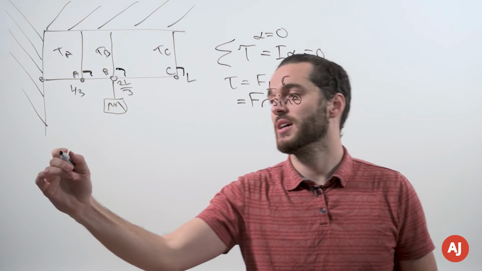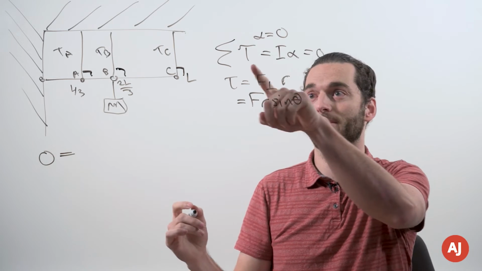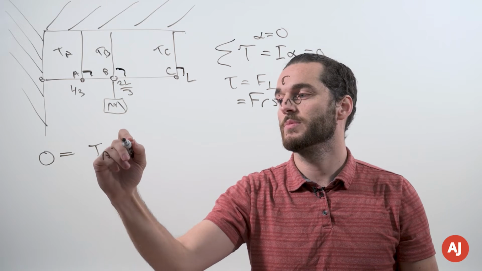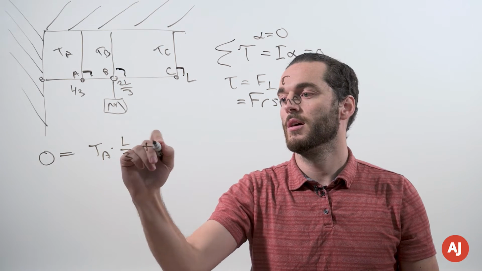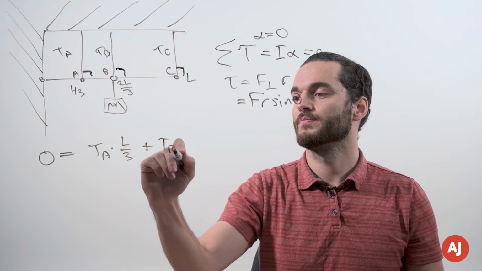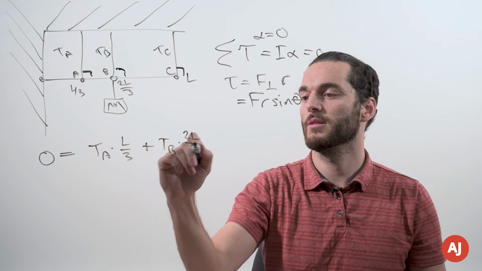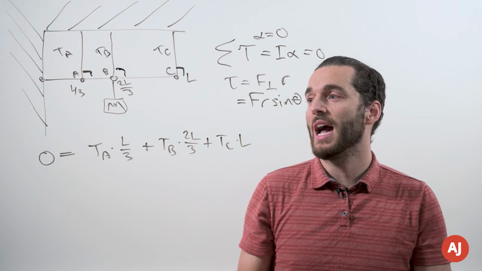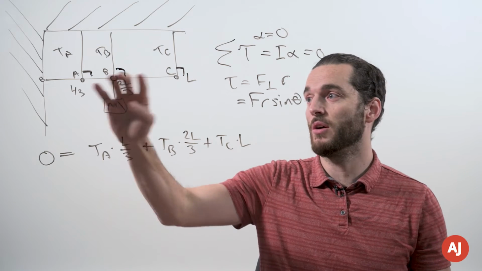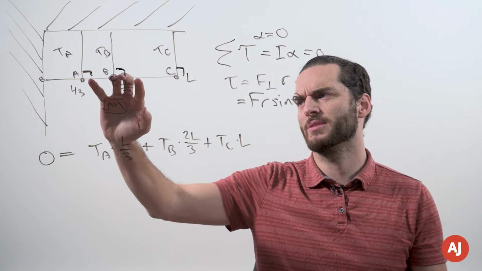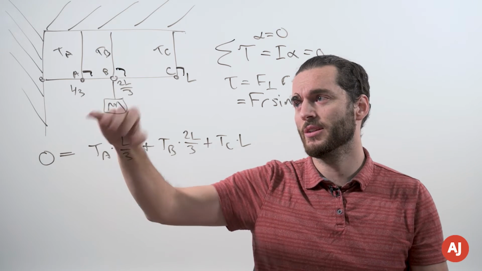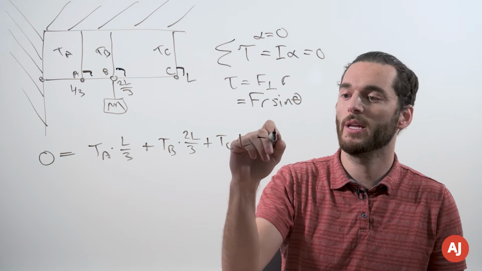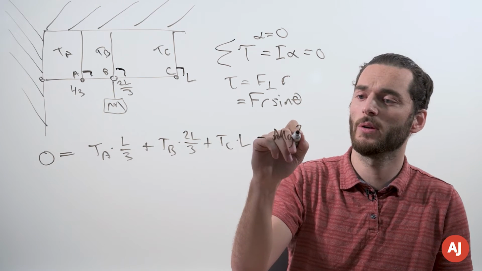We start with the sum of the torques, so we say 0 is equal to the sum of the torques. I write down the first one, which is TA times the torque arm, L over 3, plus TB times the torque arm, 2L over 3, plus TC times that torque arm, which is just L. And then in the opposite direction, because all of these torques are acting upwards, so that looks counterclockwise, and then the mass is going to go clockwise, so this is going to be mg, and then the torque arm 2L over 3.